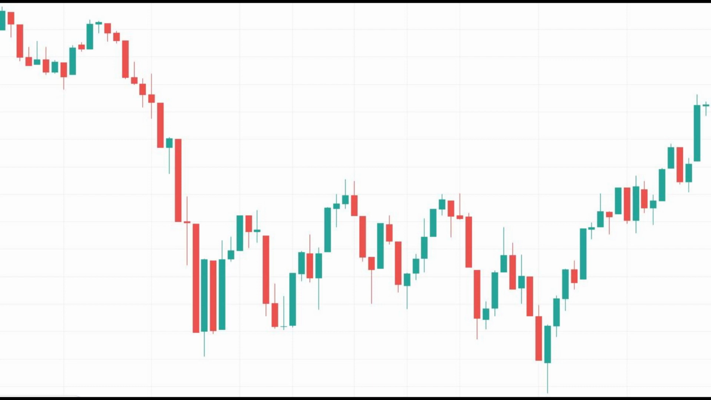Look for a long green candlestick. The third step is to look for a long green candlestick that opens below the low of the previous candlestick and closes above the midpoint of the first candlestick. This second candlestick should have a long body and a small or non-existent wick at the top.